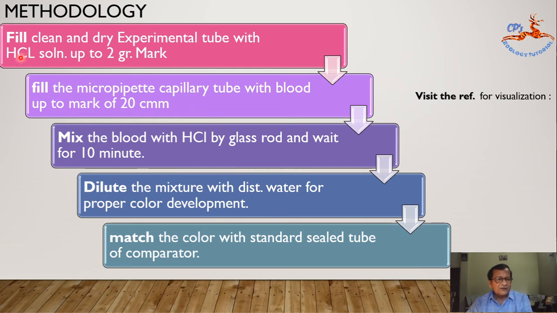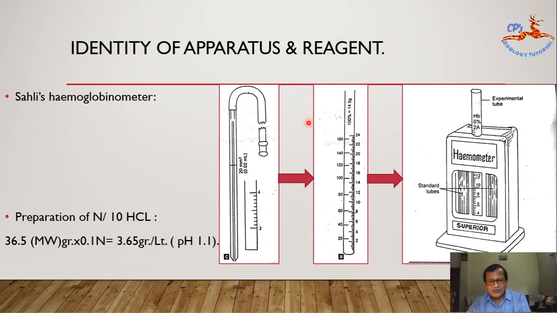So first of all, in the methodology, during experimental time, the experimental tube will be cleaned and filled with hydrochloric acid up to the 2 gram mark. This is the experimental tube, and this should be cleaned. This should be washed, and then the hydrochloric acid is to be filled here carefully up to the 2 gram mark. Right?